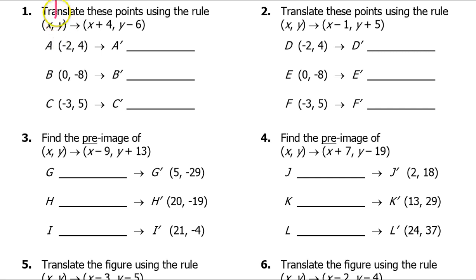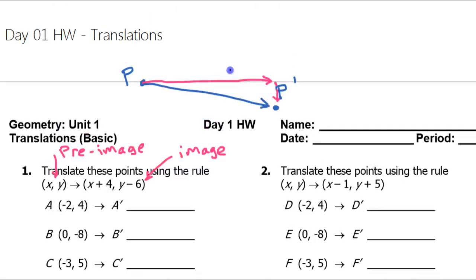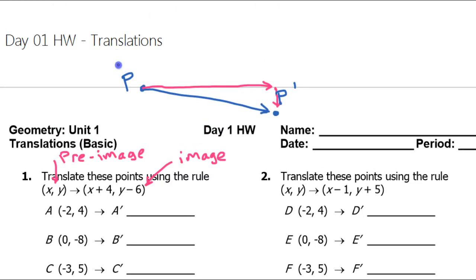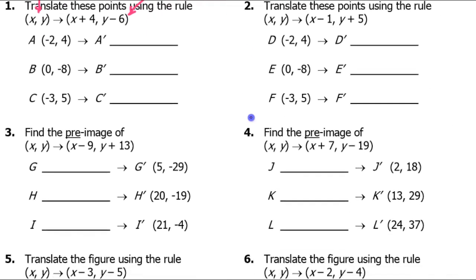Again, this original point is called the pre-image, while the new point is called the image. Okay, so in this diagram, this is the pre-image, and then the P prime is the image. So it's important to get comfortable with this vocabulary that we're going to be using.